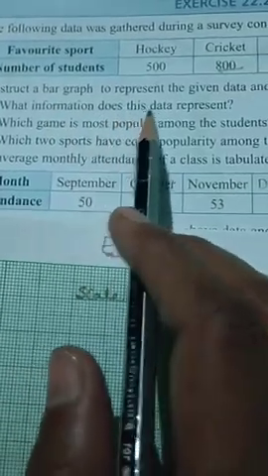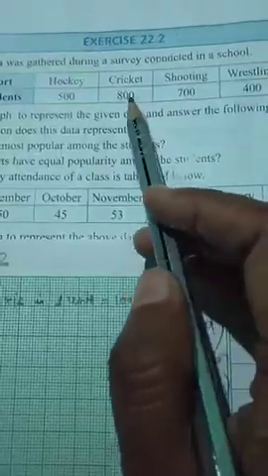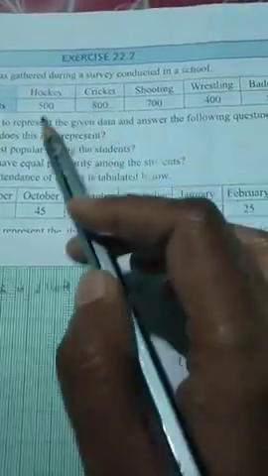Now its question. What information does this data represent? So this data represents the favorite sports of the students. Which game is most popular among the students? So the maximum number of students like cricket. So this is most popular. So you will write cricket.